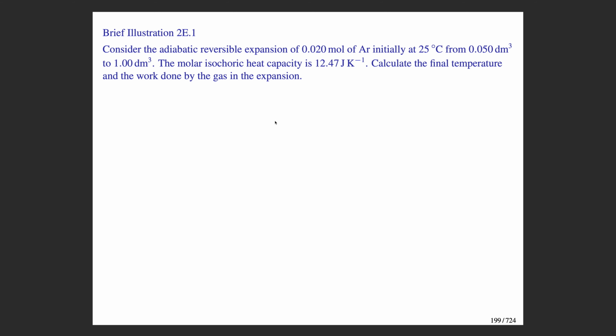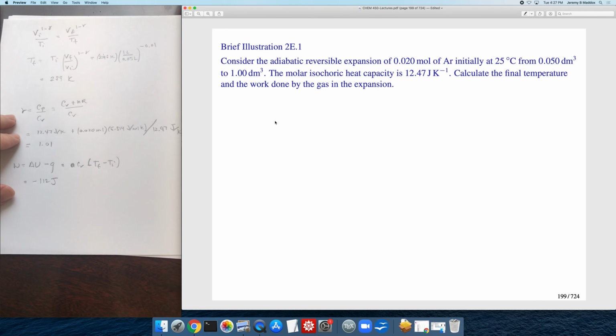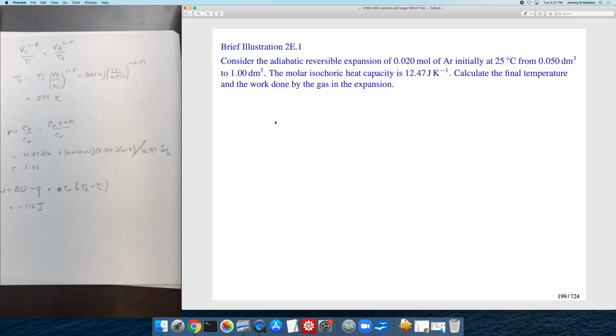289 minus 298 times 12.47. So I'm getting minus 112 joules. And it would help, of course, if I actually showed you the calculation.